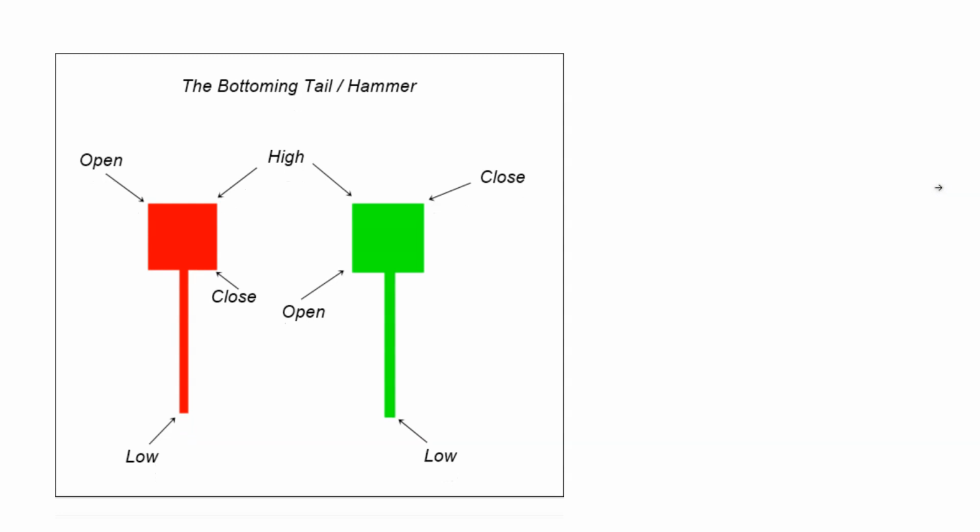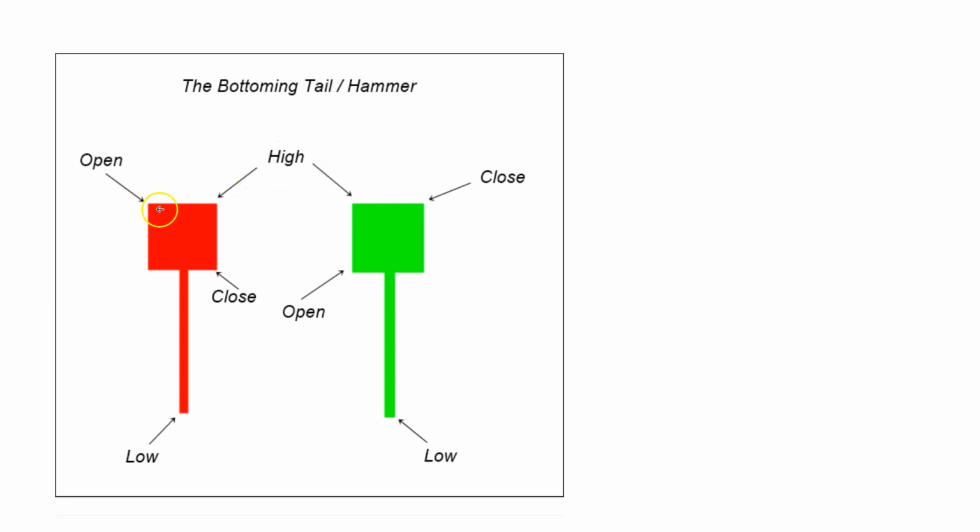So let me introduce you to the bottoming tail, or what some people call a hammer. So what does the bottoming tail pattern look like? It looks like a hammer, right? Sometimes the pattern can come in red color, sometimes it can come in green color. Now what the red color means is down, green color means up, but they all mean the same thing in the end. It's just that the red candle, the open is here, the close is here, the lows are the same, the highs are the same.